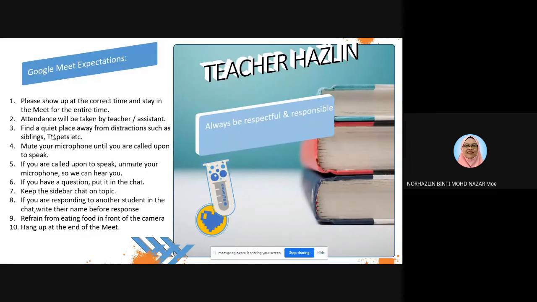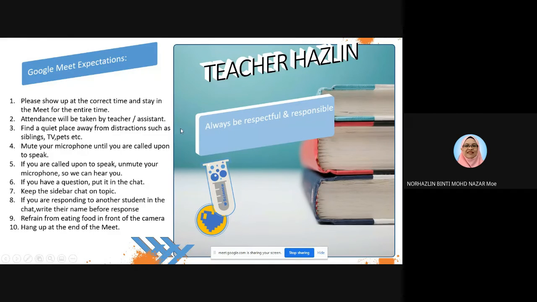Okay, number one, please show up at the correct time and stay in the meet for the entire time. Okay, and then attendance will be taken. Okay, how? Because I'm using the Google form. Okay, number three, find a quiet place away from distractions such as siblings, TV, pets and also others. Okay, it's important for you to mute your microphone until you are called upon to speak.